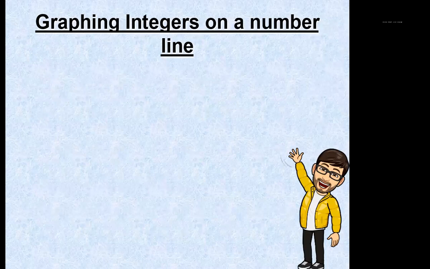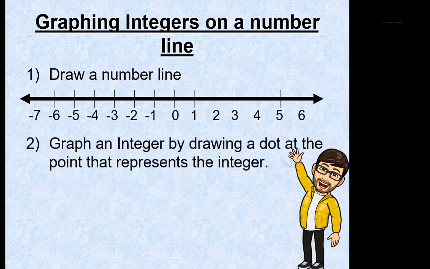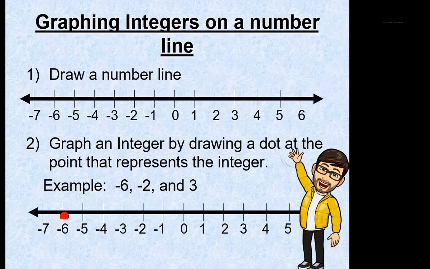So, graphing integers on a number line. Paano ba mag-graph ng integers sa number line? Una, gagawa muna tayo ng number line. Ayan, may arrowhead. Ibig sabihin, kaliwat kanan may arrowhead, continue siya, wala siyang end. Graph an integer by drawing a dot at the point that represents the integer. Okay, you'll have to draw a dot. Example, negative 6, negative 2, and 3. Ayan, may number line tayo. Ilalagay natin negative 6, negative 2, and 3. So, yun po yung sinasabi nating plotting or graphing integers in a number line.